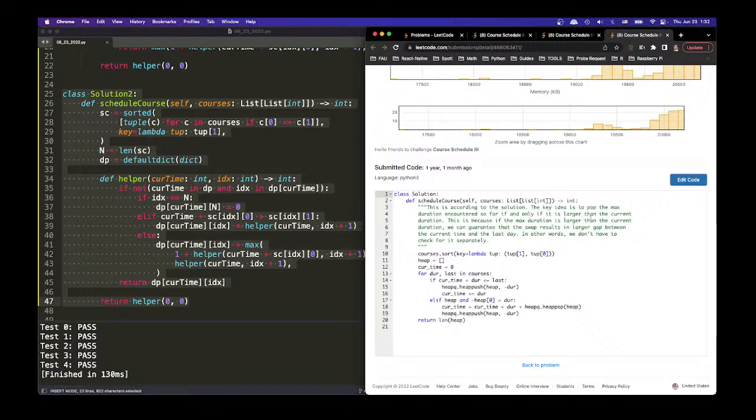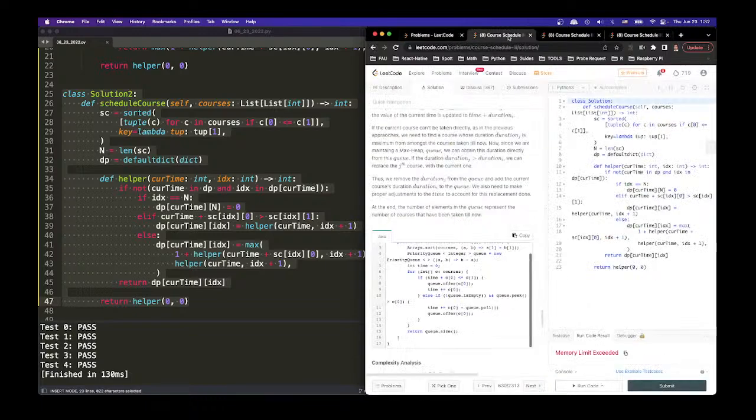Only if it is larger than the current duration. Because if the max duration is larger than the current duration, we can guarantee that the swap results in a larger gap. You don't have to check for it separately. So if it's smaller, then we don't do it. Hold on. So what it means is we pop the largest, and once we pop the largest duration, we compare that with the current.